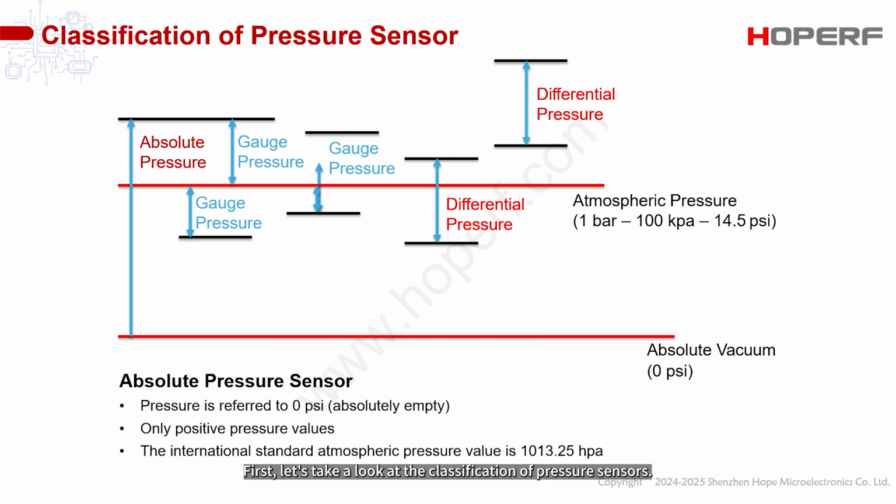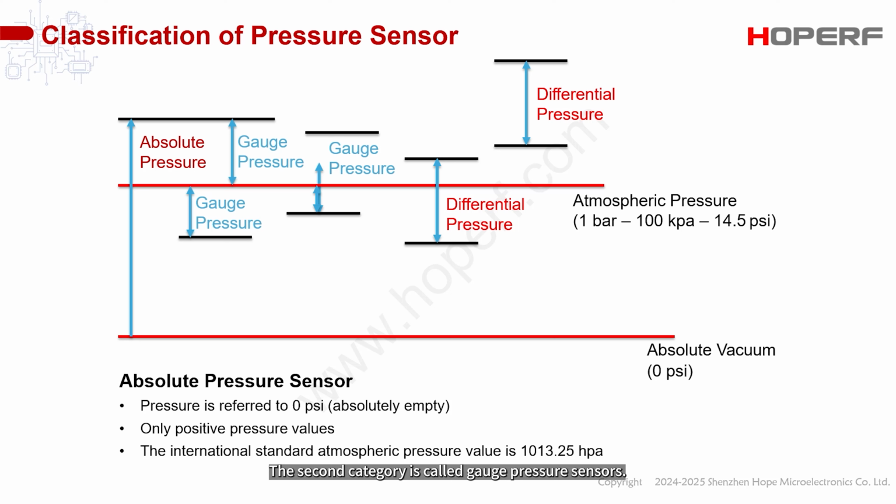First, let's take a look at the classification of pressure sensors. Pressure sensors are mainly divided into three categories. The first category is called absolute pressure sensors. Absolute pressure sensors measure the change in pressure relative to absolute vacuum.